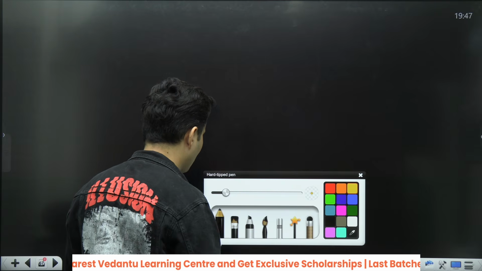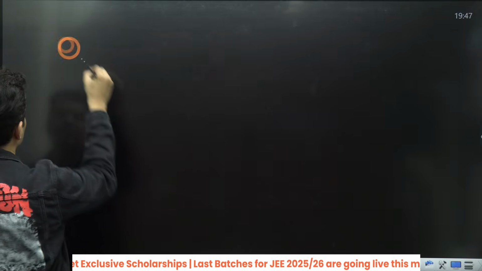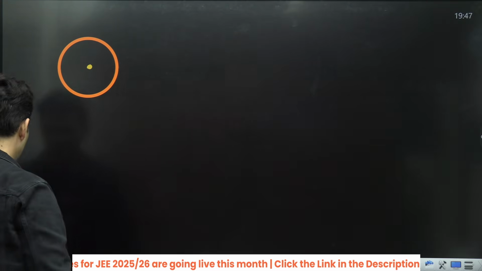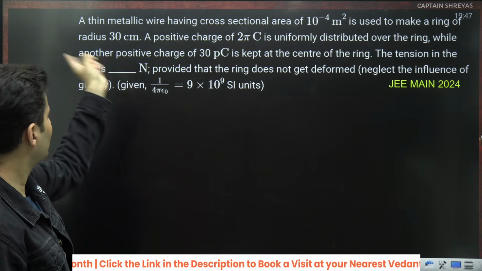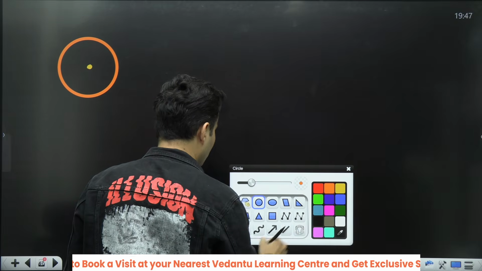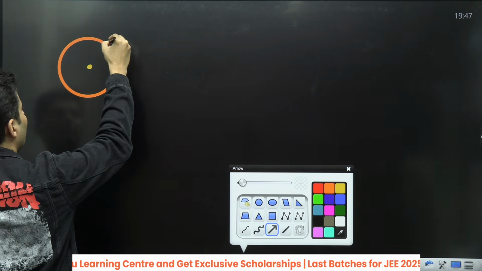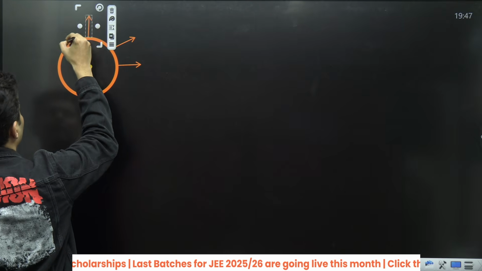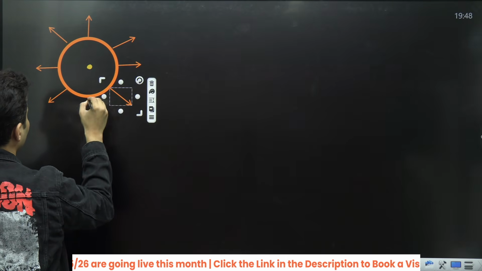So let's understand what exactly is happening. So let me show you. See guys, this is our ring and there is a charge present here. As mentioned, the ring has some charge which is distributed uniformly and another point charge is at the center. So what will happen? This point charge will create a repulsive force at every point on that ring. This will be repelled here, this will be repelled here, this will be repelled here, like this, like this, like this, like this.